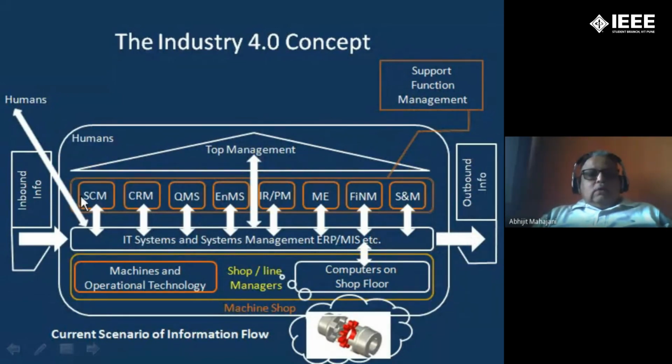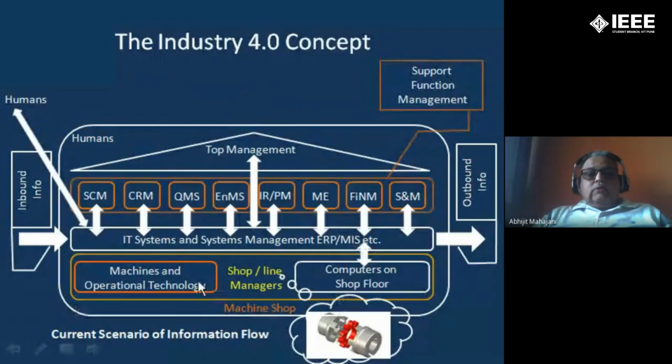And we have support function management, supply chain, customer relations, quality management, engineering management, IR, manufacturing engineering, finance management, and so on. And all these are connected through this IT and systems management or ERP or MIS, etc. Now, this whole thing sits on top of the shop floor. Shop floor is the place where you actually add value to your product. All these departments on top do not add any kind of value to your product. The only place where value is added to the product is the shop floor.